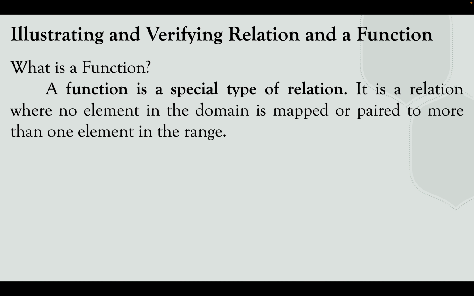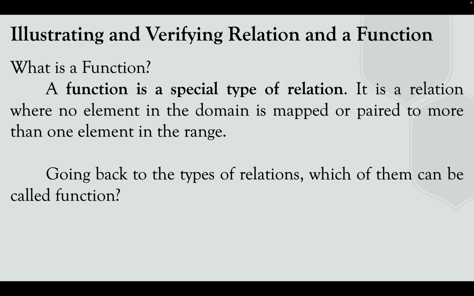So what is a function? A function is a special type of relation. It is a relation where no element in the domain is mapped or paired to more than one element in the range. Going back to the different types of relation, which of them can be called a function? Again, what is a function? No element in the domain is mapped or paired to more than one element in the range.